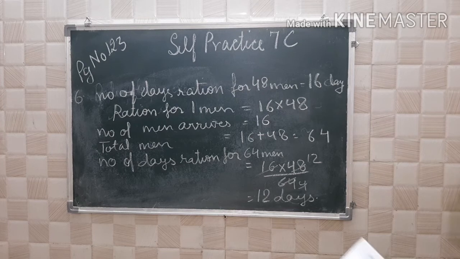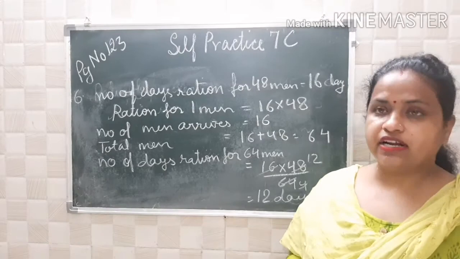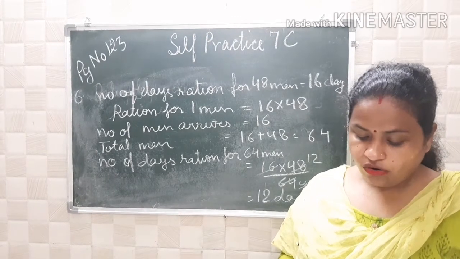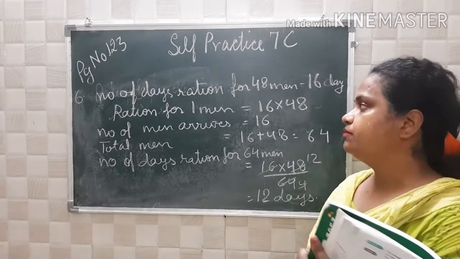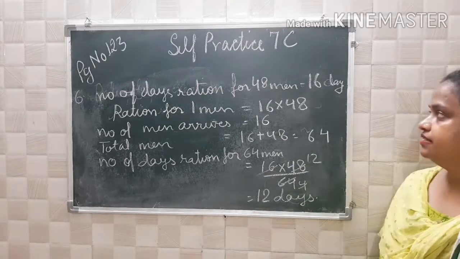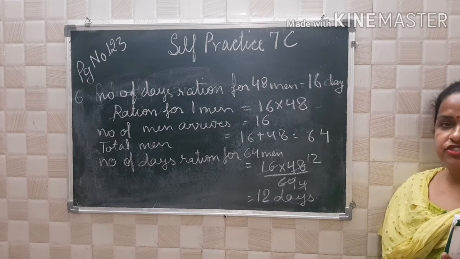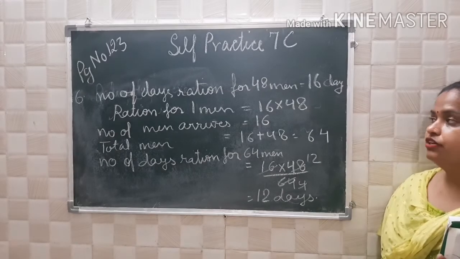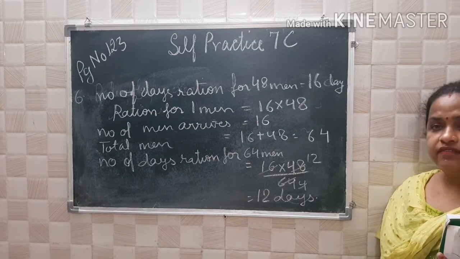Now see here. In question number 6, if 48 men have ration for 16 days, how long will the food last if a reinforcement of 16 men arrives? The number of days ration for 48 men is 16 days. So for 1 man, how much? It is inverse proportion. The 16 into 48. The number of men arrives 16.